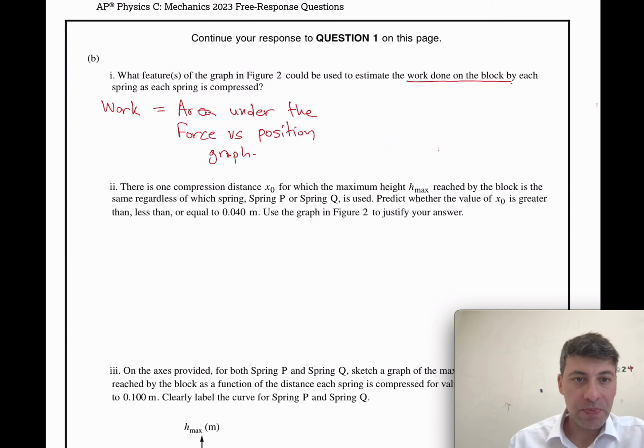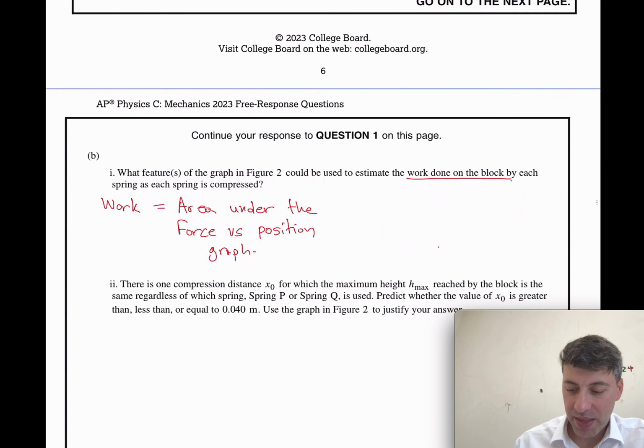And for part B2, there is a compression distance X0, for which the maximum height reached by the block is the same regardless of the spring. And we need to figure out if this value of X0 is greater than, less than, or equal to 0.04 meters. Now, usually, if we have a part B1 and a part B2, or sometimes even part A and part B, these parts are related to each other. And in this case, probably part B2 will somehow be related to part B1.